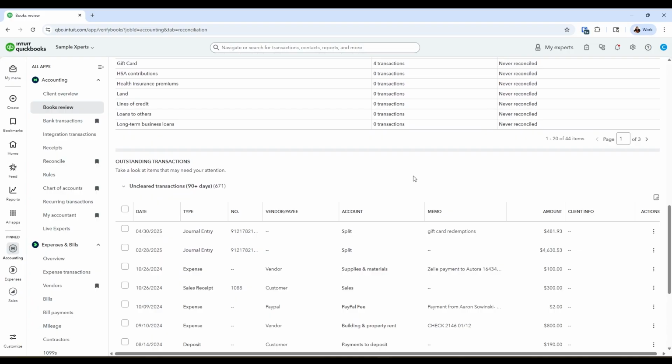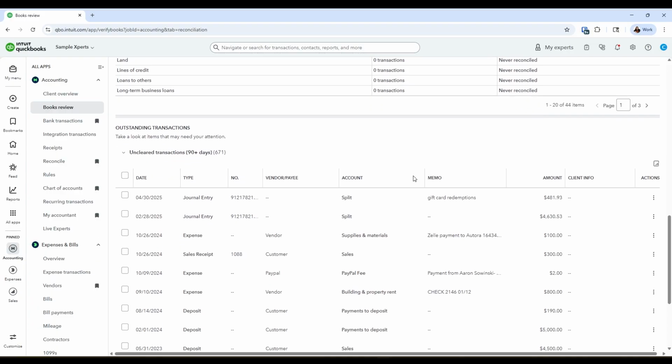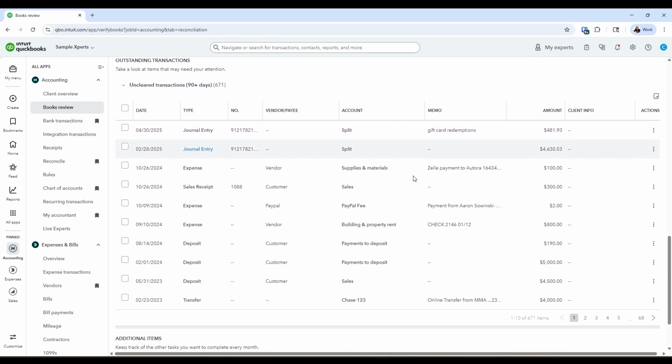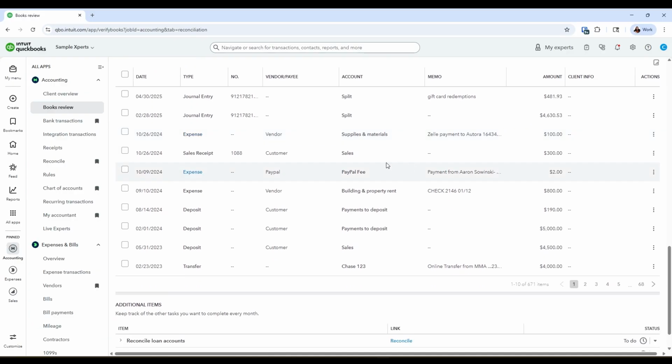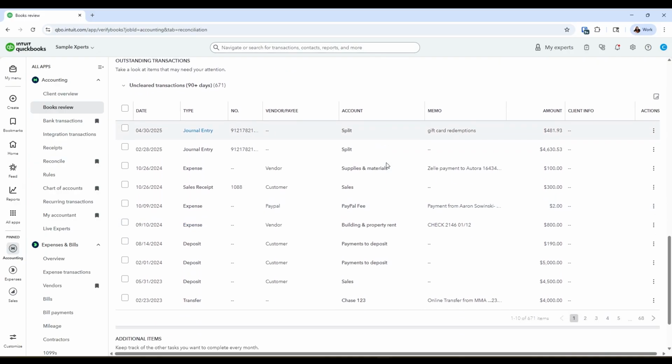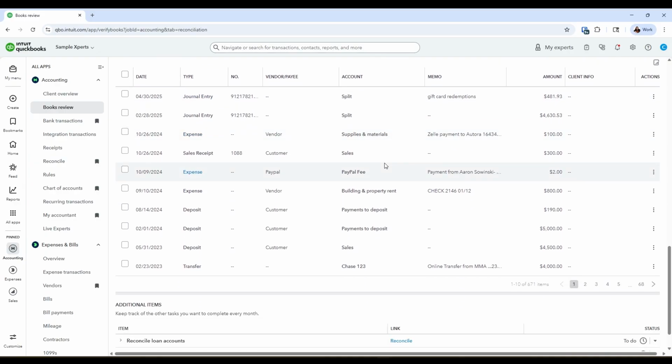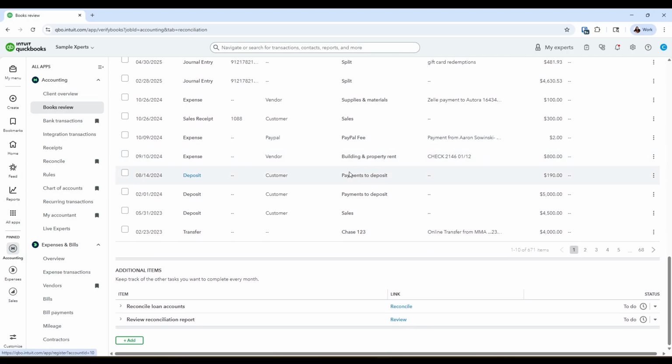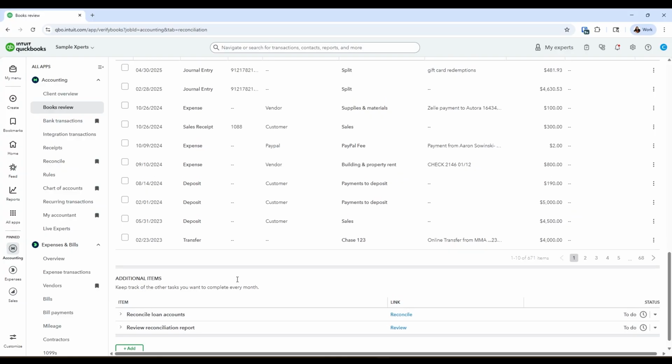If you have liabilities, you want to make sure that you reach out to your finance provider and get that information. Unclear transactions are transactions that have not been reconciled. You want to take a look at them and see if they are indeed not reconciled because it's the current period, or if there is any kind of error. Right? Okay, so reconcile all your loan accounts and review all the reconciliation reports.